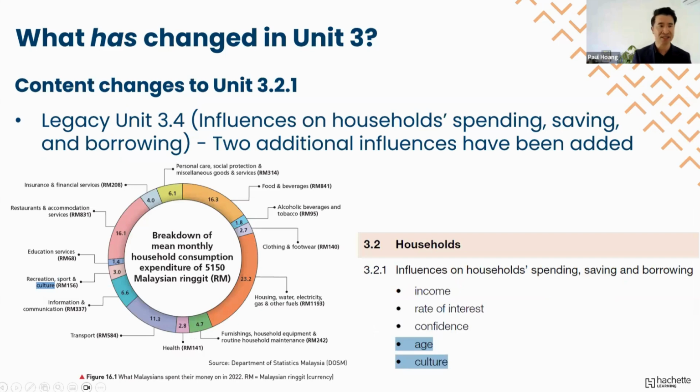This is an interesting addition as well: influences on household spending, savings and borrowing. The exam board have added 2 more factors there: age affecting our spending and saving habits, and also culture. And I think the inclusion of culture is a good one because it really does make the qualification a little bit more international. So the I in IGCSE. So, cultural aspects of demand and supply.